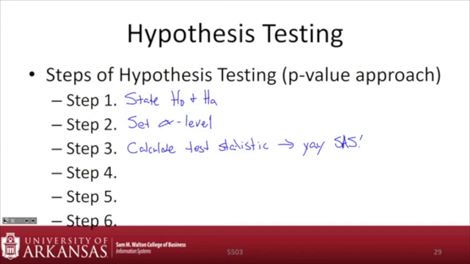SAS will do that for you. So what can step 4 be? Find P. So now we have a test statistic that helped us find the p-value. We have an alpha level to compare it to. What should we do?